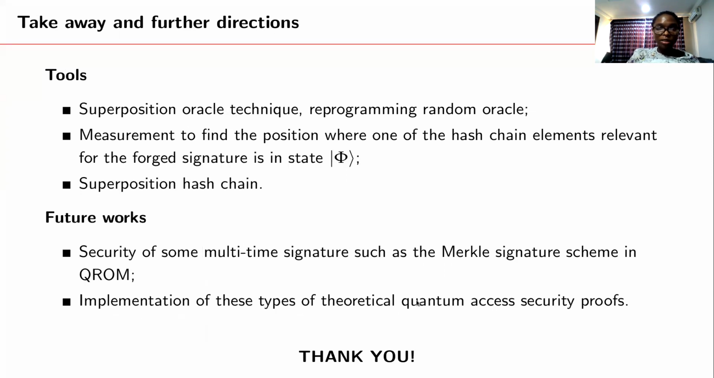To achieve this, we use the superposition oracle techniques, the reprogramming of the oracle, and then we use the measurement to extract the position where at least one hashing element relevant for the first signature is in uniform superposition state. And then we use the hashing element.